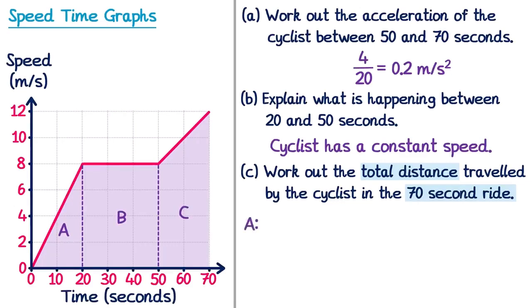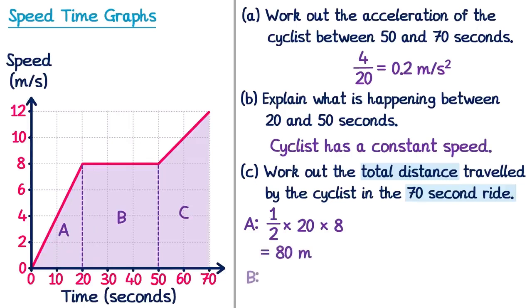To do this, we'll need the base of the triangle, which goes from 0 to 20, so that's 20, and also its height, which goes from 0 to 8, so 8. We then do 1/2 multiplied by the base, which is 20, multiplied by its perpendicular height, which is 8, and this gives you a total of 80.